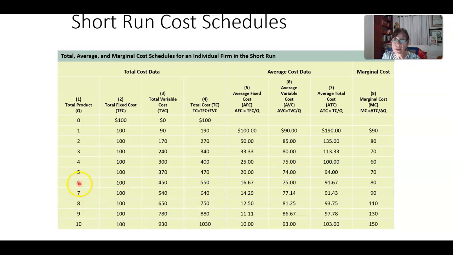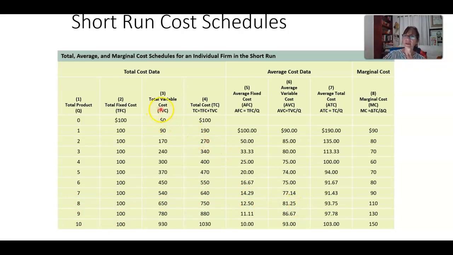If we produce 6 units of output, our total variable cost is $450. So 450 divided by 6 gives us $75. Up, so we can see that this goes down, it bottoms out, and then it starts to increase, right? If we produce 7 units, our total variable cost is $540. So $540 divided by 7 gives us an average variable cost of $77.14. We produce 8 units, our total variable cost is $650, divided by 8 gives us $81.25, and so on.